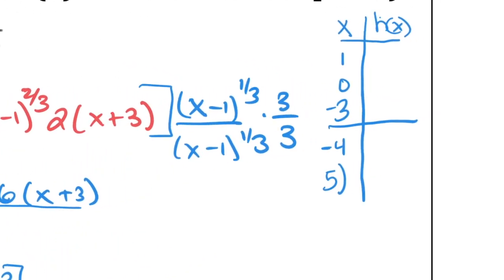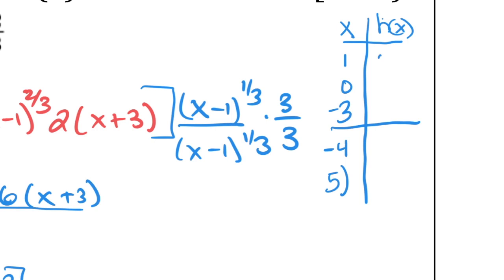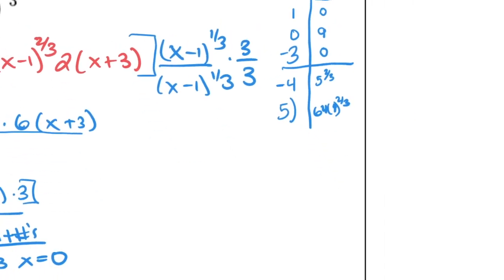These problems are non-calculator problems, so practice doing your substitution without a calculator. 1 gives you 0, negative 3 gives you 0 when you substitute. 0 is 9. Then we will have negative 4 is 5 and 2/3. And of course, 5 is 64 times 4 to the 2/3, which is the largest number in your table, but you're not actually allowed to touch it.